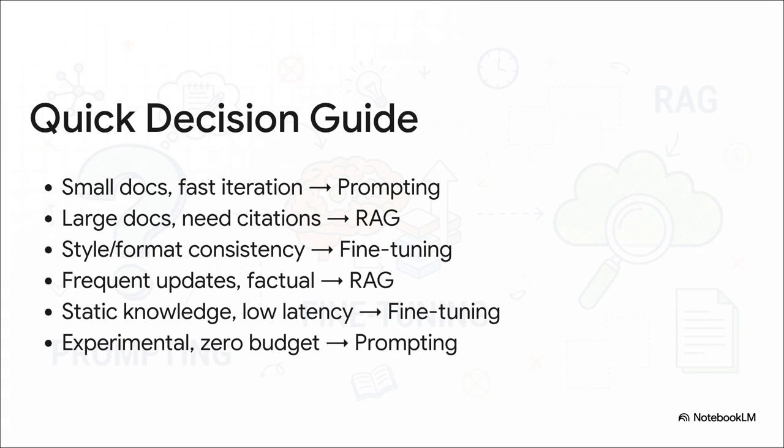So let's bring it all home with a super quick decision guide. This is the TLDR. If you're working with small documents and iterating fast, start with prompting. Got a huge pile of documents and you need citations? That's RAG all day long. Need to lock in a very specific style or format on knowledge that doesn't change? That's a job for fine-tuning. Data's factual and updated constantly? RAG again. Need low latency on static info? Fine-tuning. Just experimenting with zero budget? Prompting is your best friend. This is your go-to guide for making that call fast.